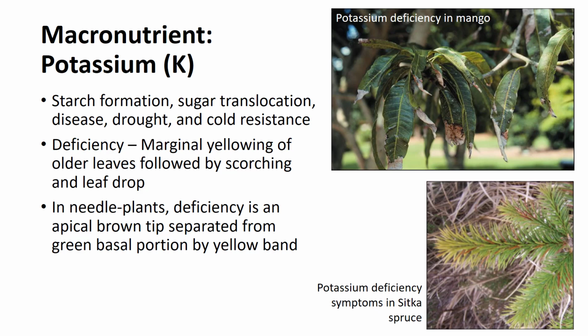A lack of potassium in broadleaf plants is first exhibited by a marginal yellowing of the older leaves, followed by scorching and leaf drop. In needle-leaved plants, a deficiency is indicated by an apical brown tip separated from a green basal portion by a yellow band. There is also a decrease in the number of years that the needles persist on the plants.